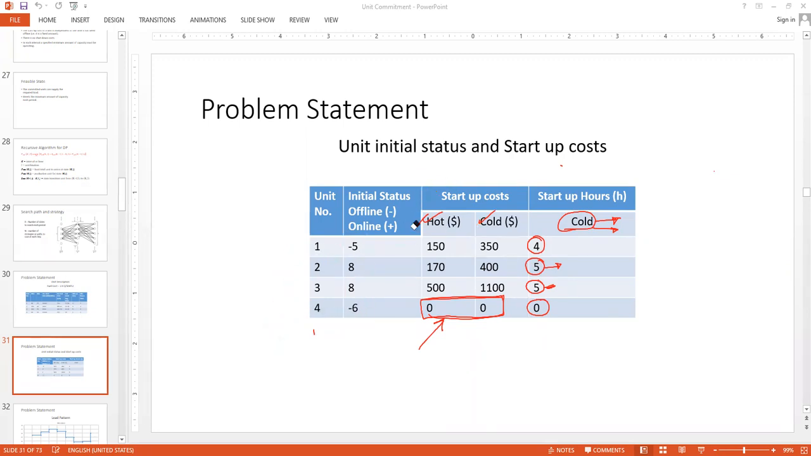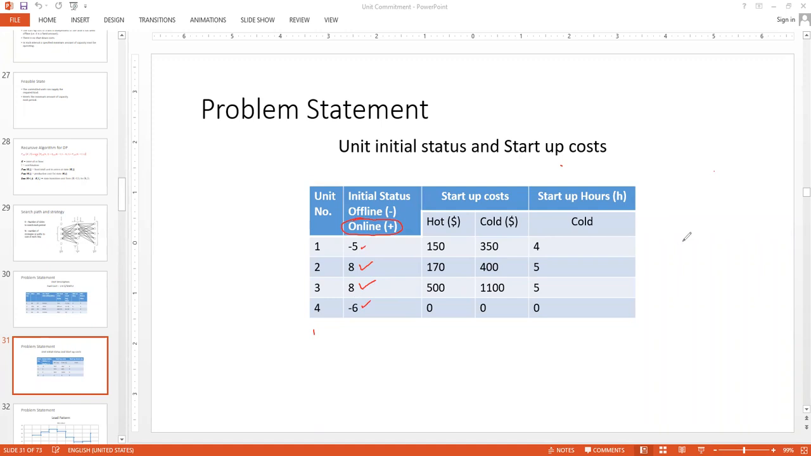Okay, so that means currently, before we start the problem, we know which units are available to us, or which units are actually producing. So unit number 2 and unit number 3 are available online. That means they are producing or generating, whereas unit number 1 and unit number 4 are not producing.